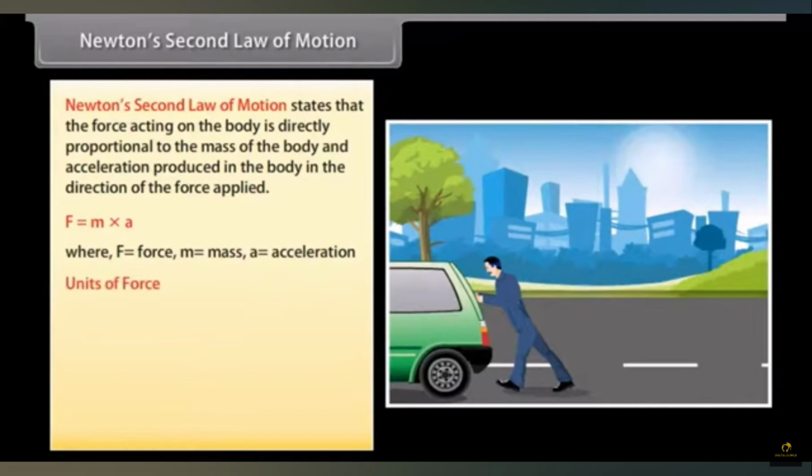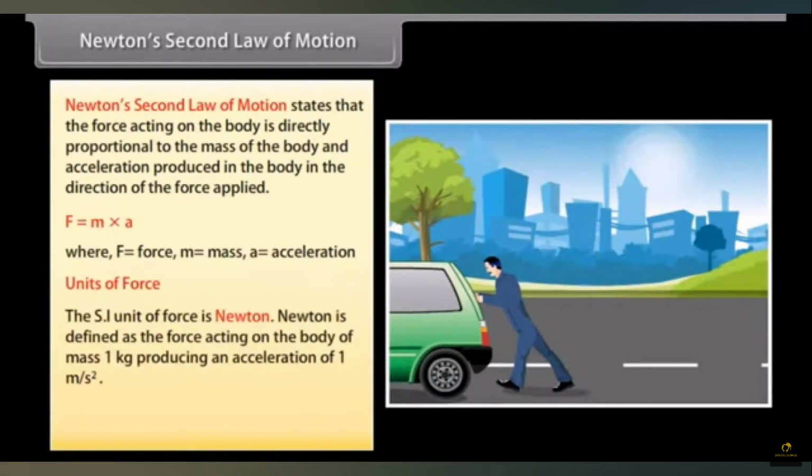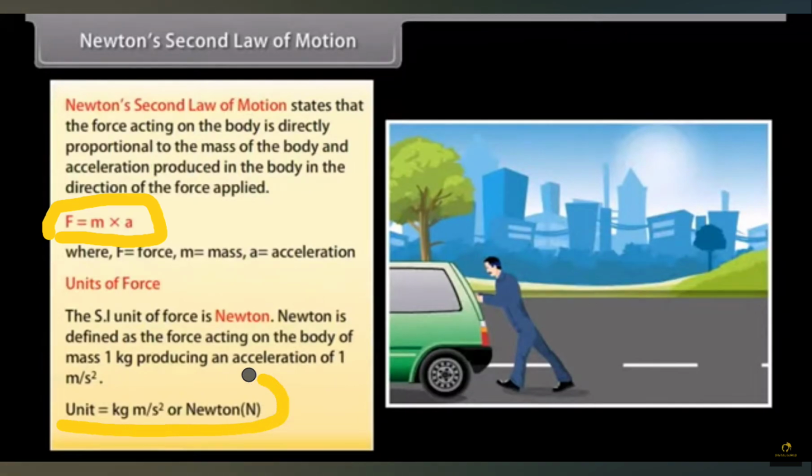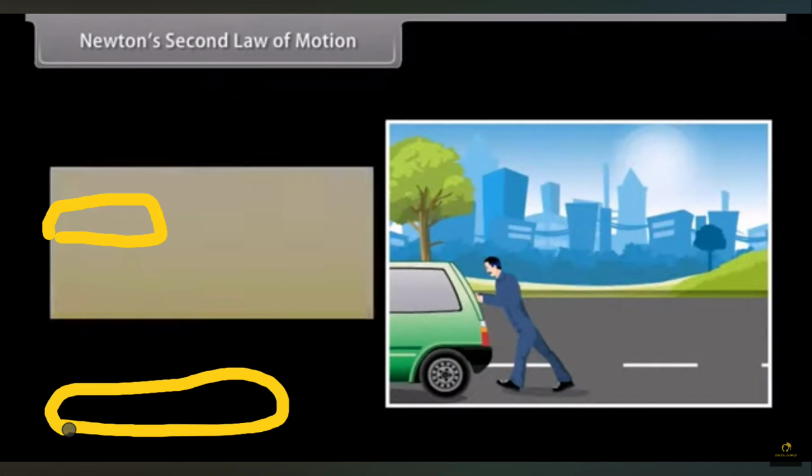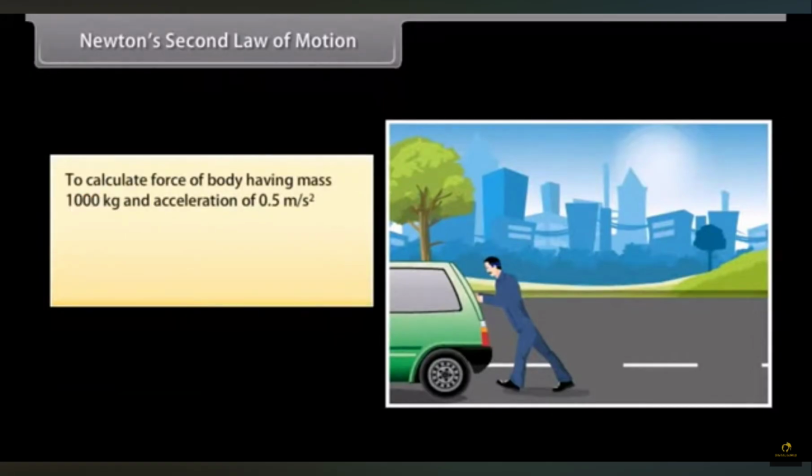Units of force. The SI unit of force is the Newton. A Newton is defined as the force acting on a body of mass 1 kg, producing an acceleration of 1 meter per second squared. The unit is equal to kilogram meter per second squared, or Newton. To calculate the force on a body having mass 1000 kg and acceleration of 0.5 meter per second squared, F = 1000 × 0.5 = 500 Newton or kilogram meter per second squared.